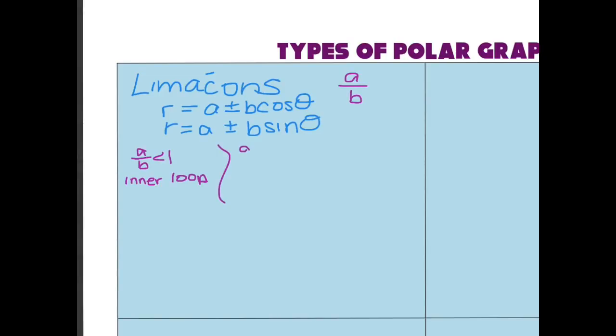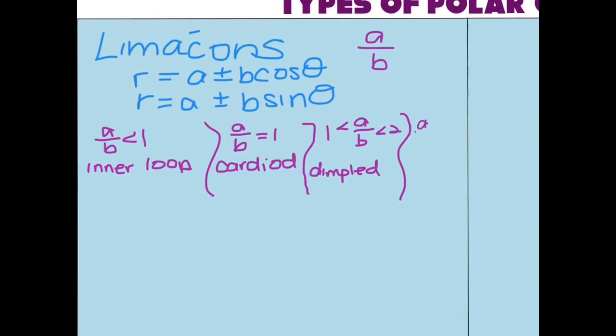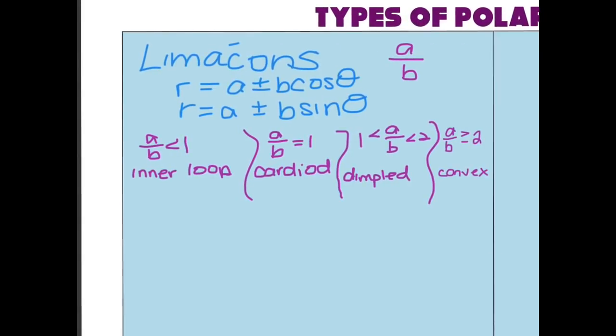Then if a over b is equal to 1, this is where you get a cardioid, or a heart-shaped limicon. Next is if it falls between 1 and 2. So if a over b is greater than 1 and less than 2, this is a dimpled limicon. It looks kind of like a lima bean. And the last one is if a over b is greater than or equal to 2, and this is a convex limicon, which looks like a flattened out circle.